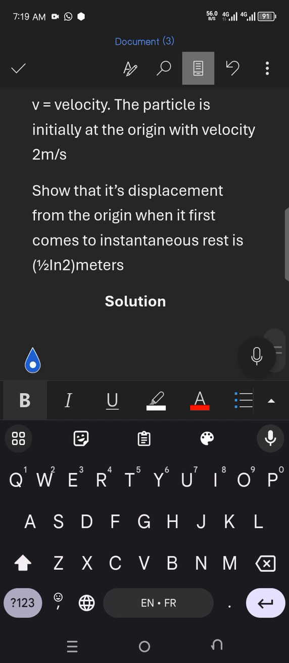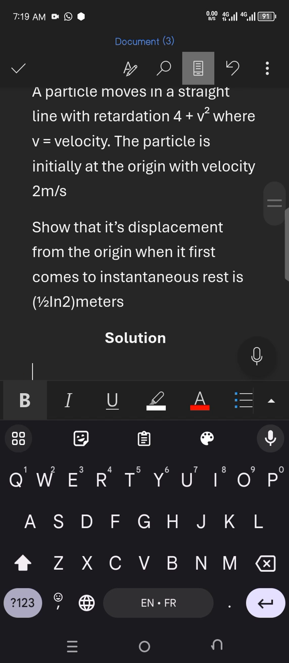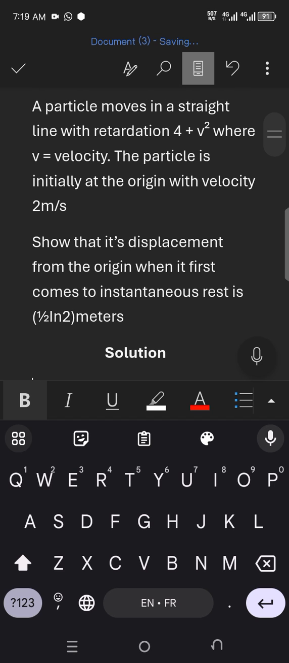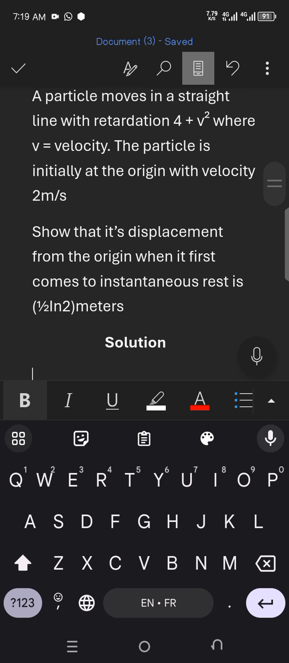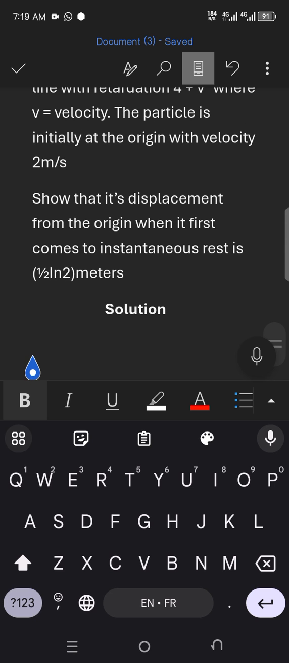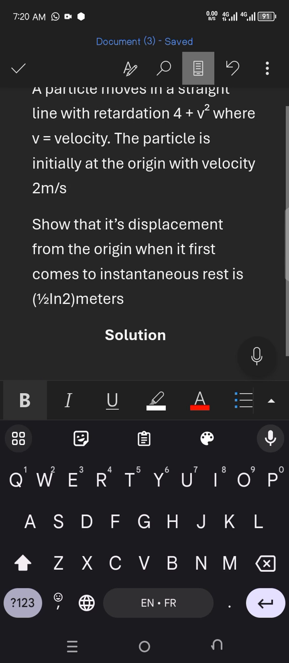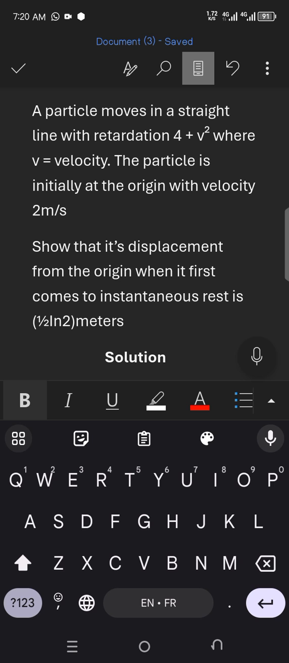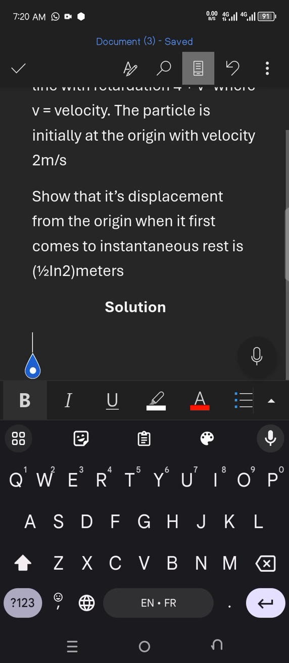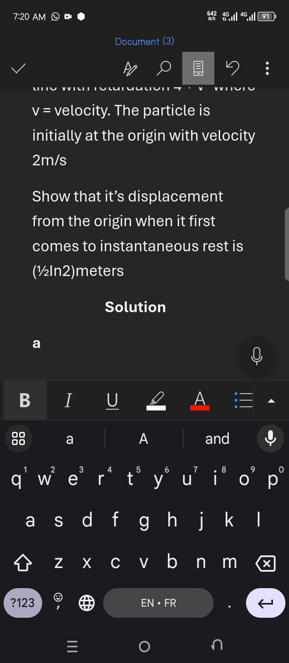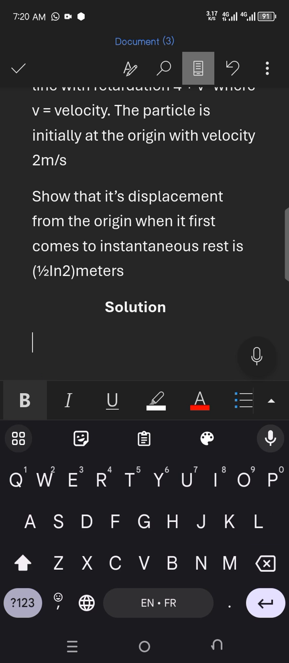All right, so now we have the retardation. Normally the retardation has a relationship with the acceleration. Retardation is like deceleration, so retardation is just negative acceleration, as well as acceleration is negative retardation. So I need to relate my velocity alongside my acceleration.